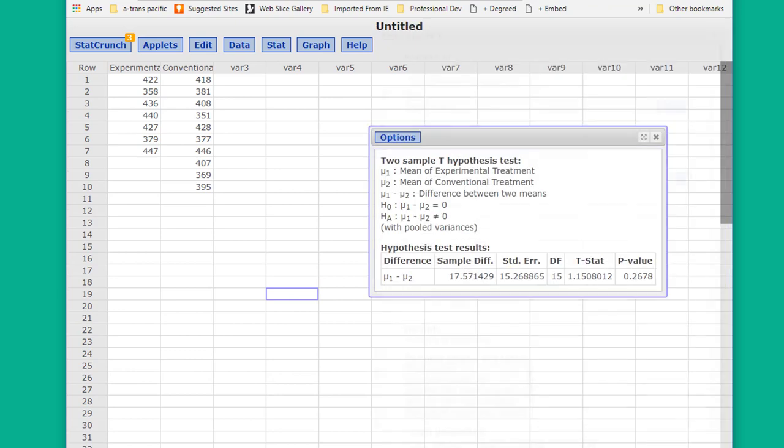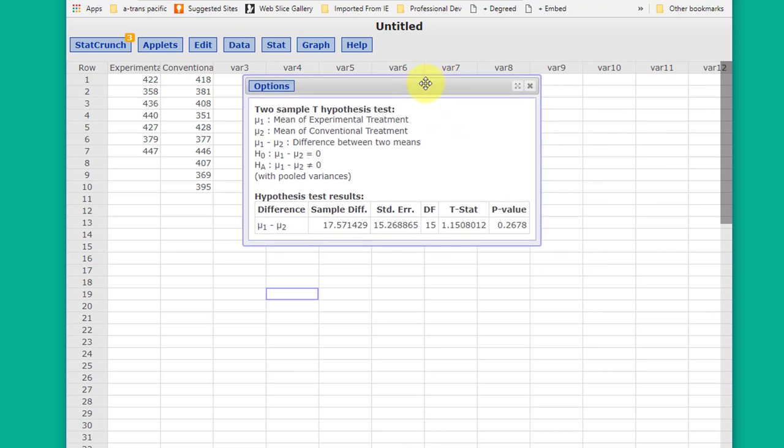We just click compute, and we get the results here. We get our sample difference of mu1 minus mu2, which in some questions they will ask you for as the test statistic. Over here, we've got our standardized test statistic, t-stat, of 1.15, round that to 1.151. We also have a p-value of 0.2678, which should tell you, because the p-value is much larger than our alpha of 0.01, that we would fail to reject the null.